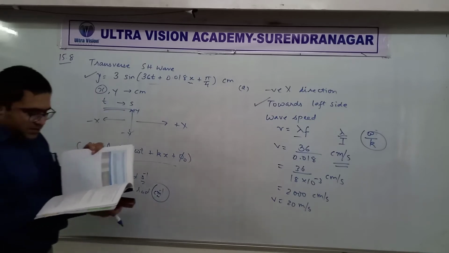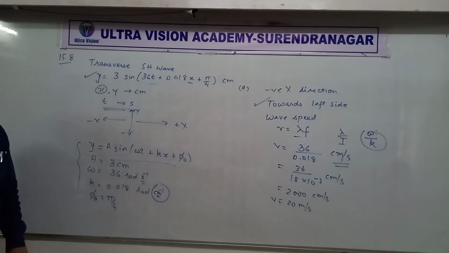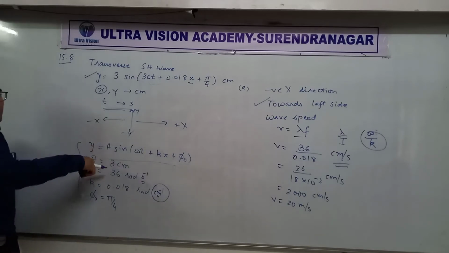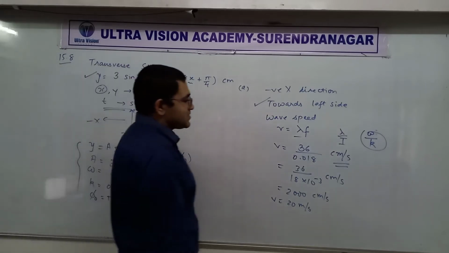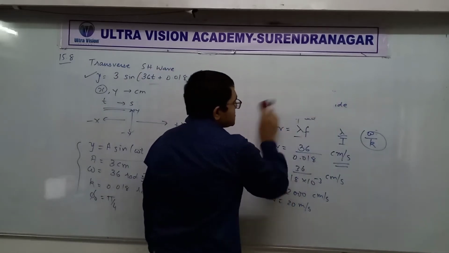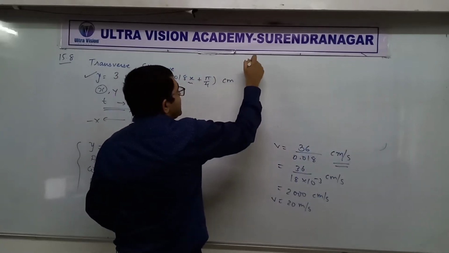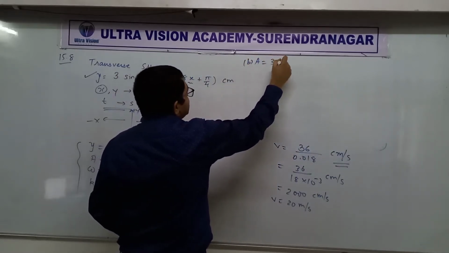B. What are amplitude and frequency? Okay, amplitude. I am not going to worry about amplitude. We already have it here. So part B says what is frequency. I am going to erase this so that we can write part B. So part B is amplitude done, 3 centimeter.